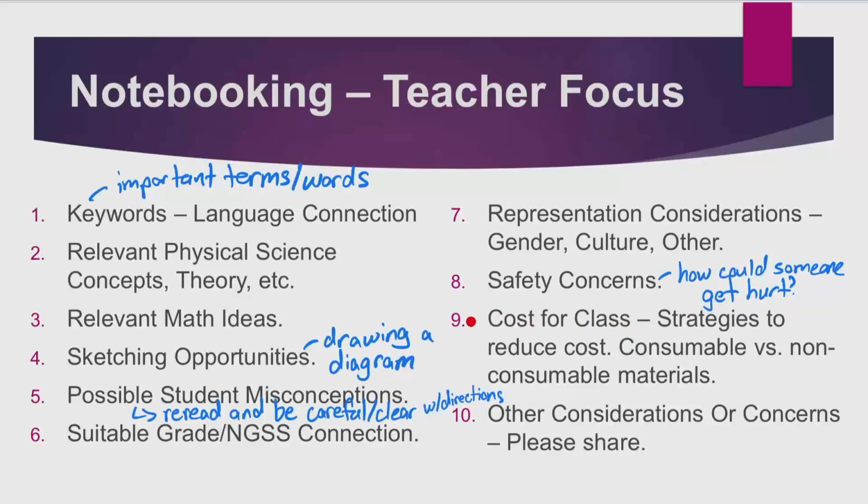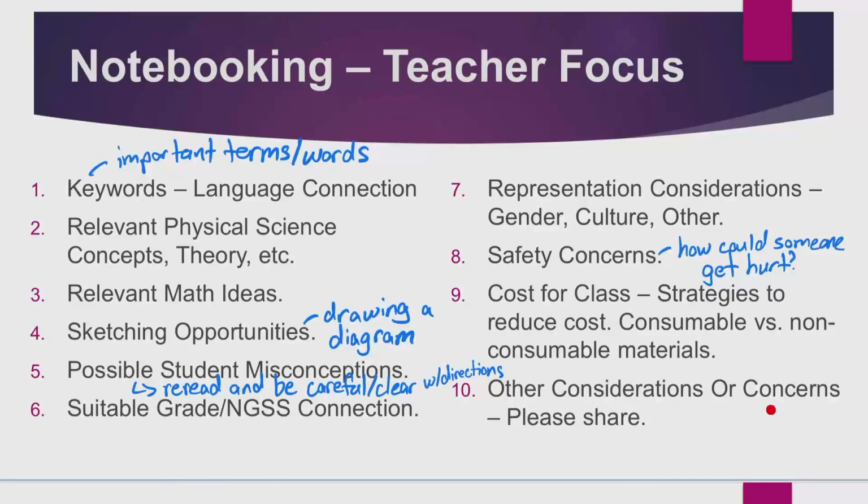The cost for the class. Ideally, we want to be minimizing our budget. So if we're buying stuff, ideally we'd like it to be able to be used multiple times, so that you just go grab it out of the storeroom, or you go grab it out of the closet, instead of single-use items every single class that you have to keep buying. And then if there's any other considerations or concerns, so just anything else that you might be thinking of.